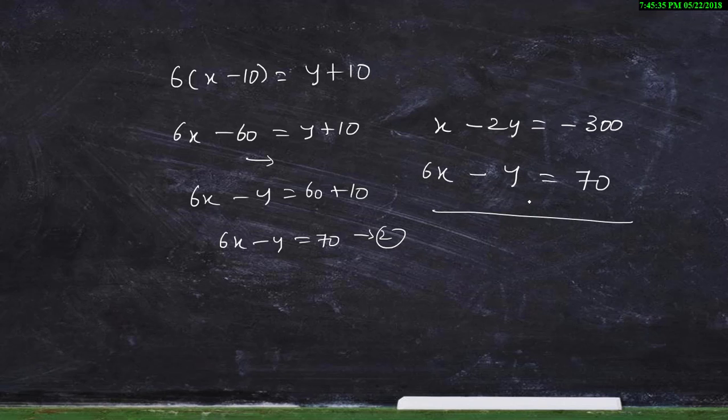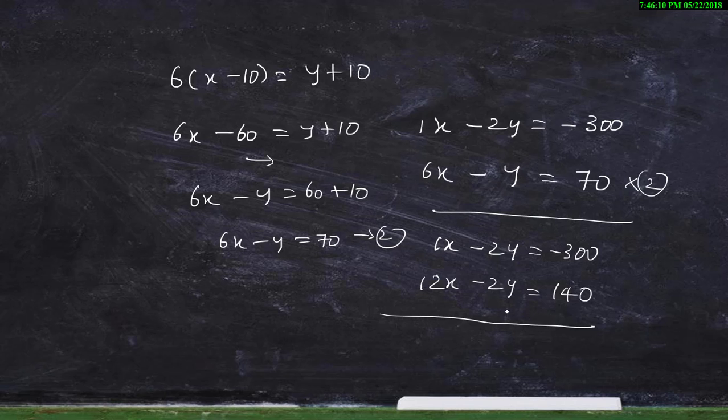If we want to do it by the elimination method, it is one of the best methods. We have to make sure that the coefficients of either X or Y are the same. Here the coefficient of X is 1 and here it is 6. Or see here, the Y coefficient is 2 here and 1 here, so better multiply this with 2, that's enough. So it will be X minus 2Y is equal to minus 300, and 12X minus 2Y is equal to 140. Now doing subtraction.